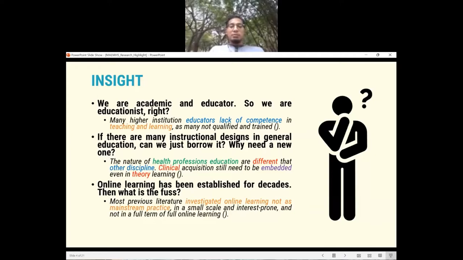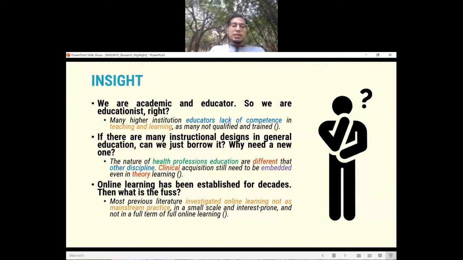Then, we also need an instructional design because as an educator, we need to effectively teach and make our students learn better. So how to use it? First of all, we can borrow from the education discipline in general. But if we look back, health professions education is actually different from other disciplines. We need to instill clinical skills inside our teaching and learning, including in our theory teaching. That makes health professions education different from other disciplines.